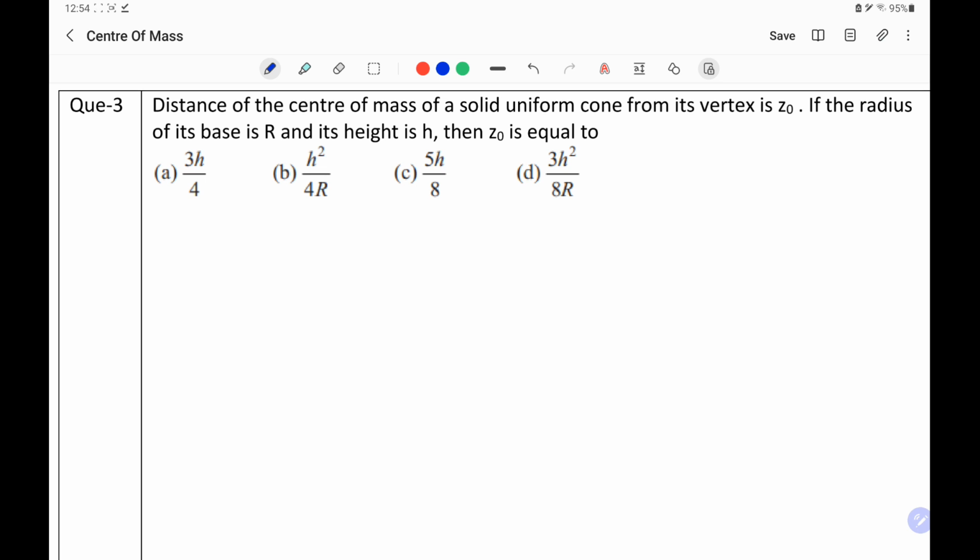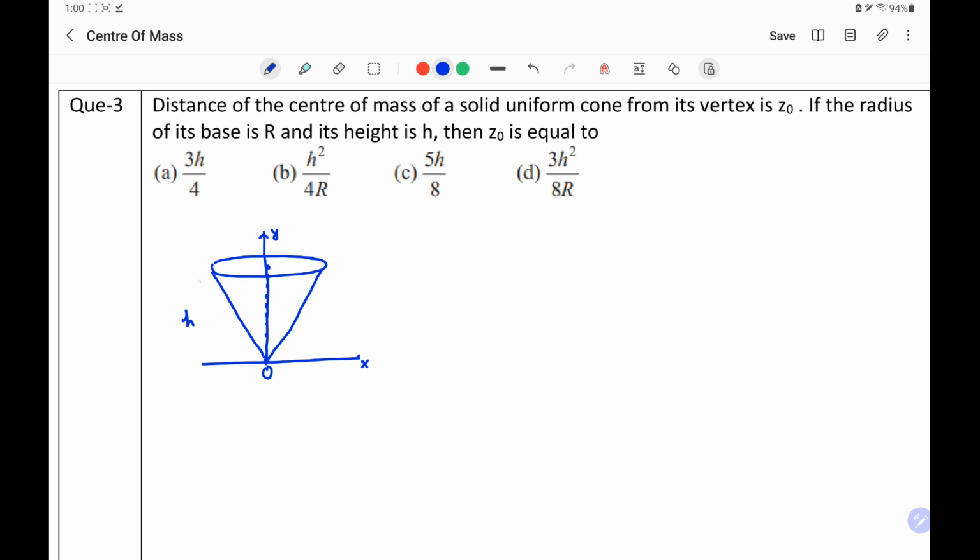Third question is, the distance of the center of mass of the solid uniform cone from its vertex is z0. If the radius of its base is capital R and its height is h, then z0 is equal to what? First we will draw the figure for the cone. The cone has its vertex at the origin of our reference coordinate system. This is the x-axis and y-axis, and O is the origin, and the vertex of the cone is at the origin.